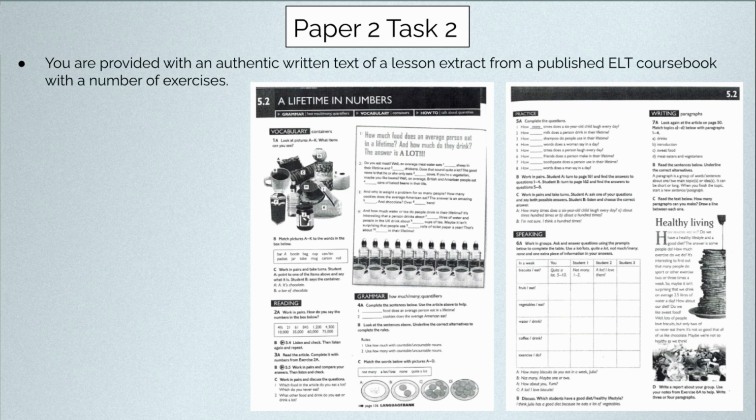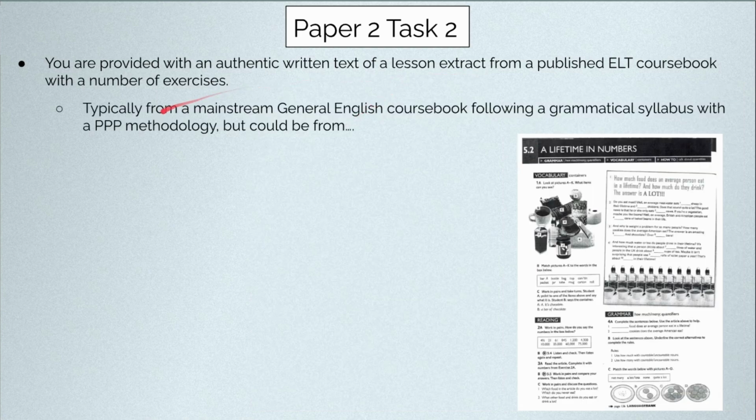In Paper 2 Task 2, you're provided with an authentic written text of a lesson extract from a published ELT coursebook with a number of exercises. You may be familiar with whichever coursebook you get given, in which case that's a bonus, but likely it will be unknown material. The lesson extract will typically be from a mainstream general English coursebook following a grammatical syllabus with a PPP methodology: present, practice, produce. The reason is that it's the most popular and therefore most commercially viable.